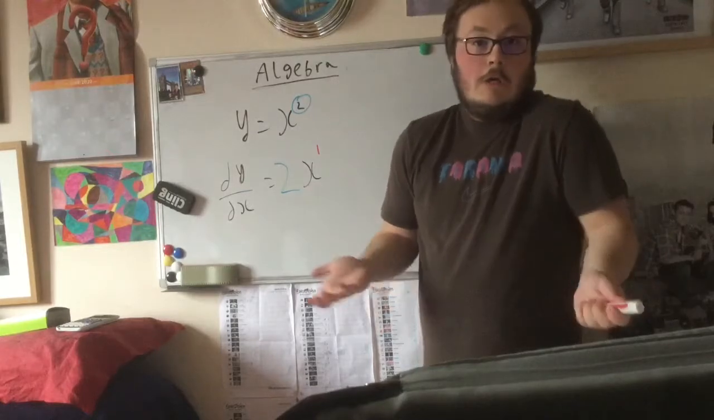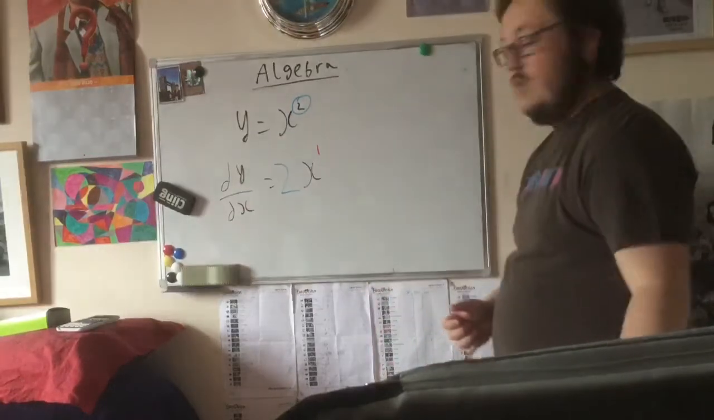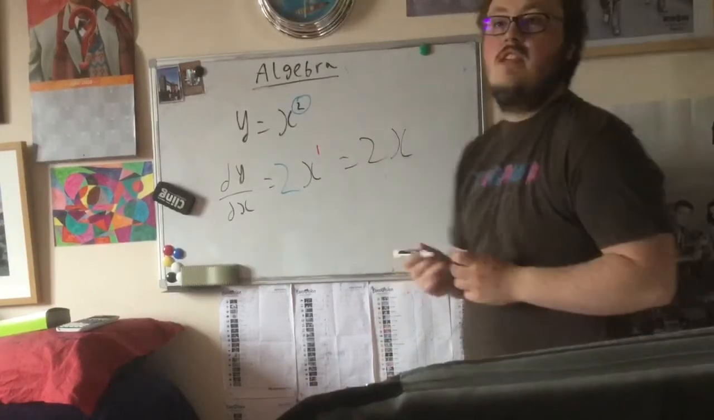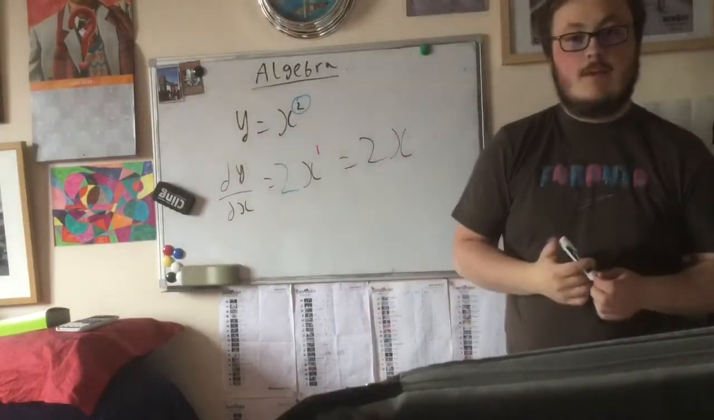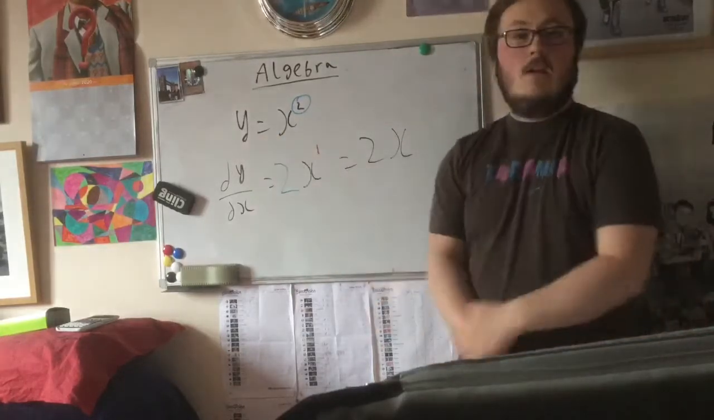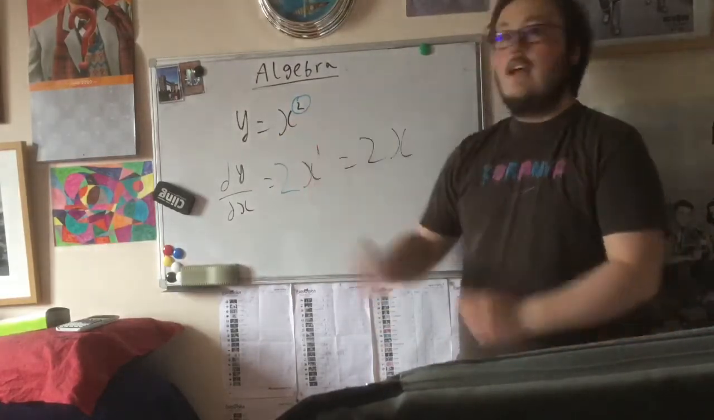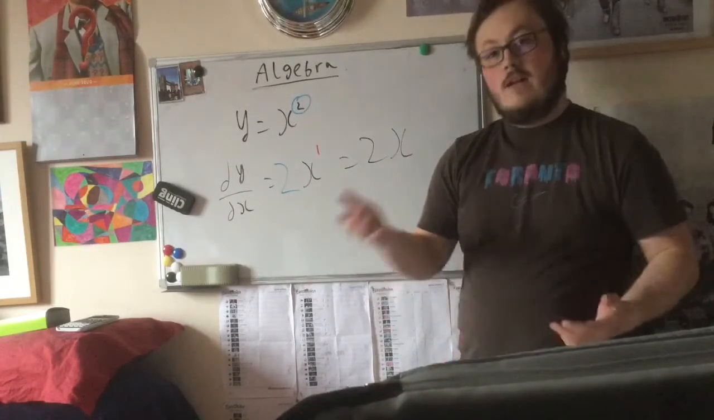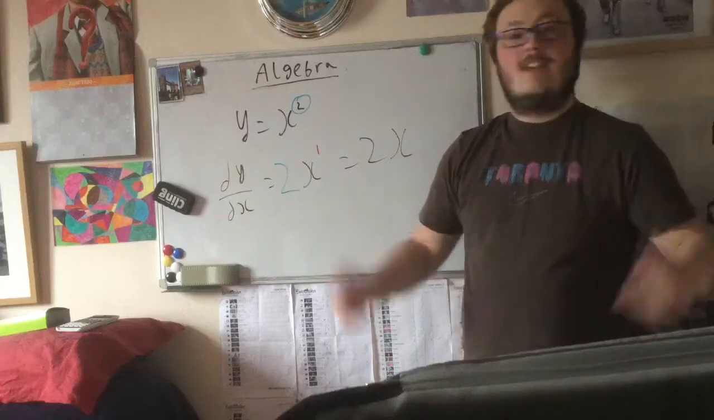So, can that be a bit easily written? Well, yeah, it can. It can just be 2x, because you don't need to include the 1 at the top. It's the same thing. And that's how you differentiate equations. You multiply the front of the x by the indice you started with, and then you change that indice by subtracting 1 from it. And that's how you do it.